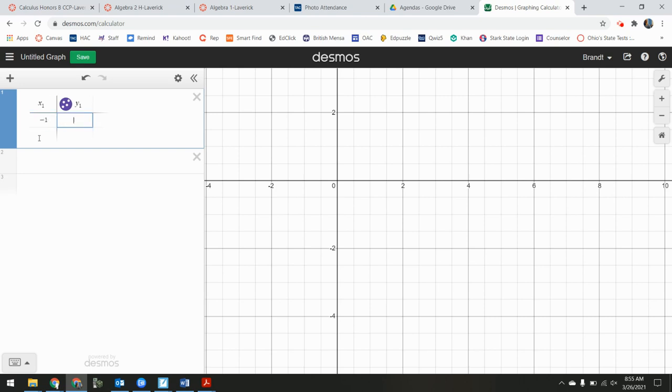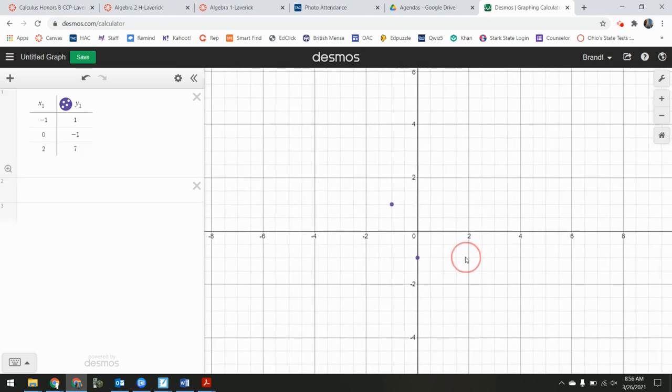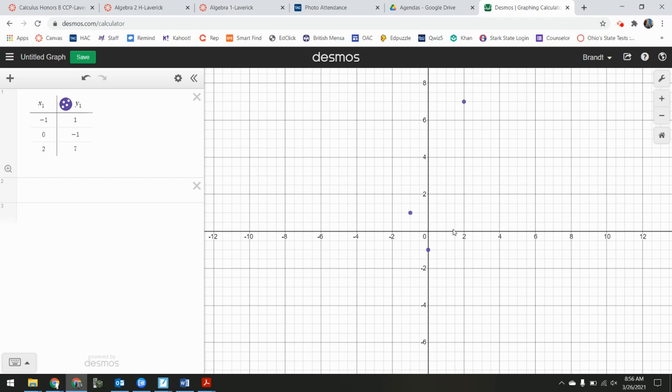-1, I'm going to arrow over. +1, I'm going to arrow down. 0, -1, 2, 7. And you can kind of scroll out a little bit and see all 3 points. Now, I hope you can see how this is going to look. There is a quadratic that matches those 3 points. And it will have zeros, but I don't want to just estimate where they are. I want to know exactly where they are.